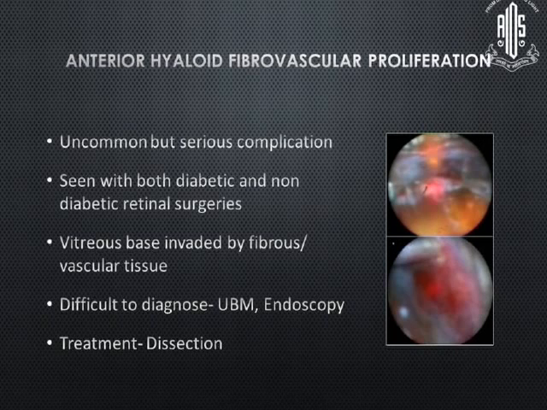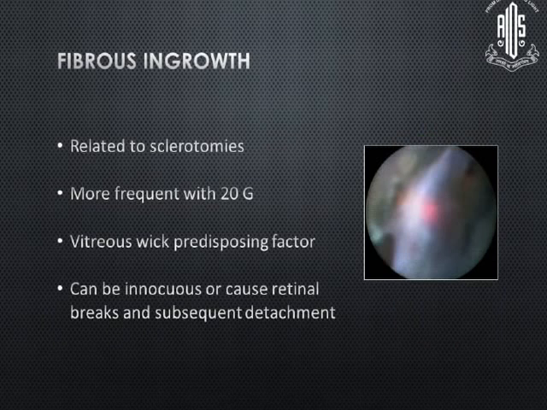UBM is the best way to diagnose it, and intraoperatively endoscopy can visualize it very well. Here, you can see that there is a layer of fibrous and vascular tissue. This is fibrovascular tissue in an endoscopic view. Fibrous ingrowth from the sclerotomy can also happen and then causes traction and causes retinal breaks right behind the sclerotomy. A vitreous wick in the wound is one of the most important predisposing factors. It can be innocuous. Sometimes if it has caused a retinal break, then you may have to go in and dissect it and do a full-blown VR surgery. So these were the incision-related complications. Thank you.